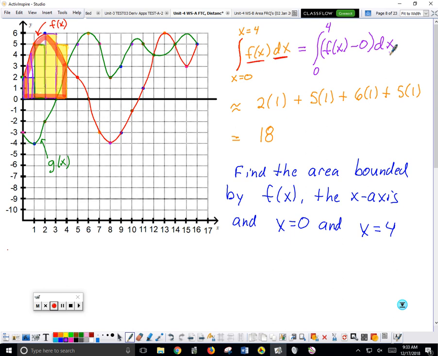Does this find anything different than the total distance traveled? So now we're not really focusing on total distance traveled per se. We're just finding area. Now it is related.